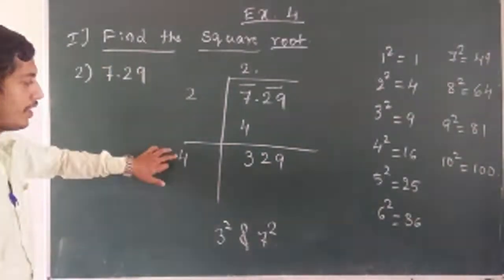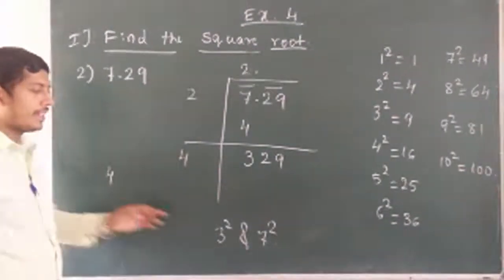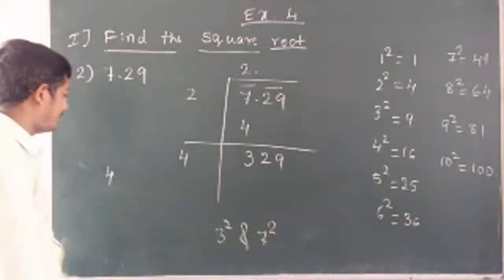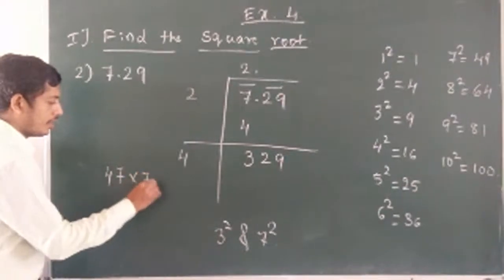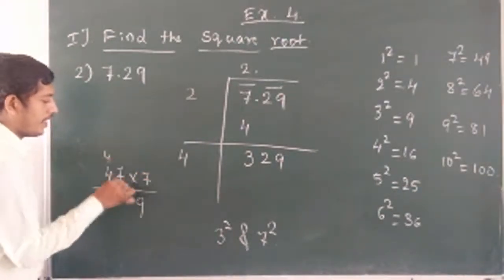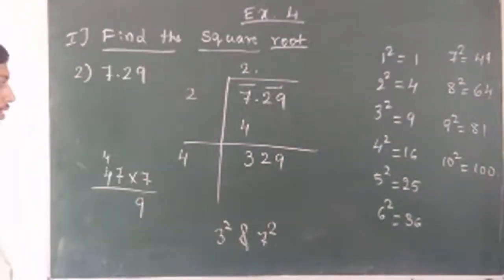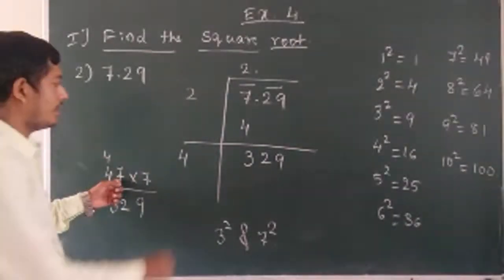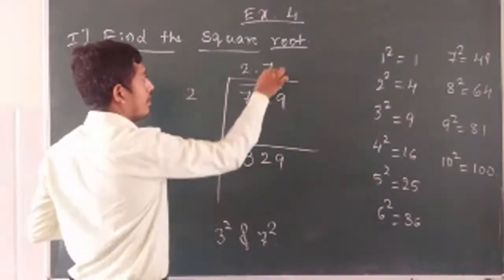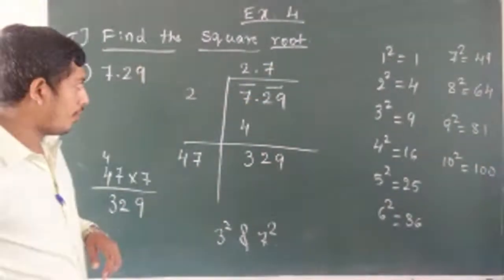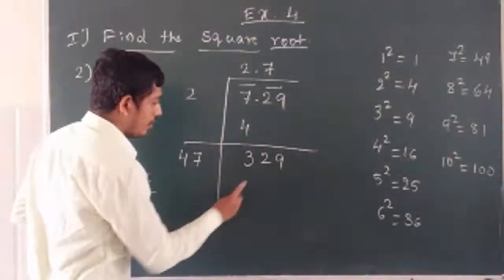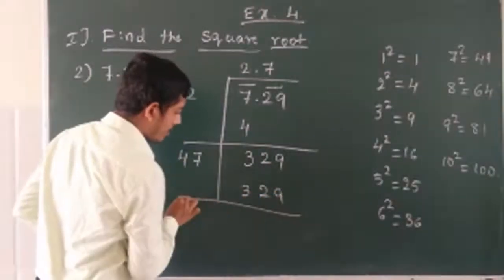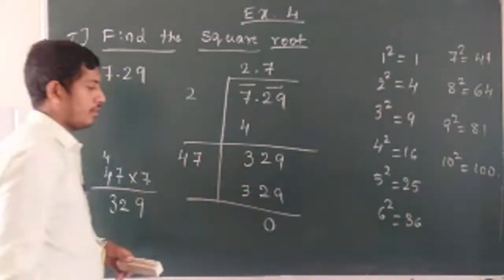Now I will consider again first term, that is 4. The next term I will consider 7. 7 into 7. 7 7s are 49. 7 4s are 28 plus 4, 32. So therefore we can consider 7. So 47 7s are how much? 329. So the remainder is 0.